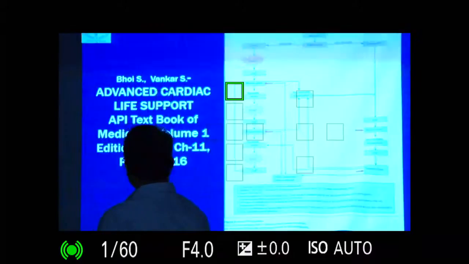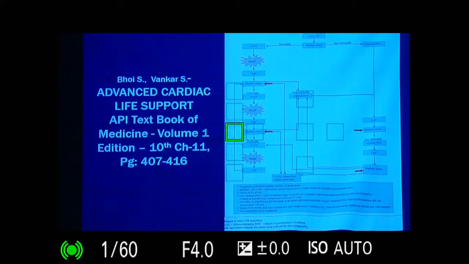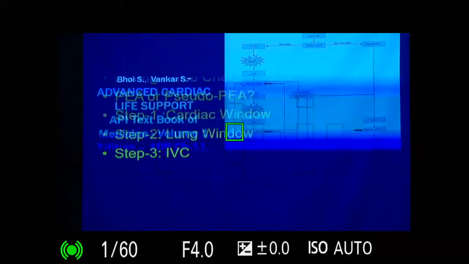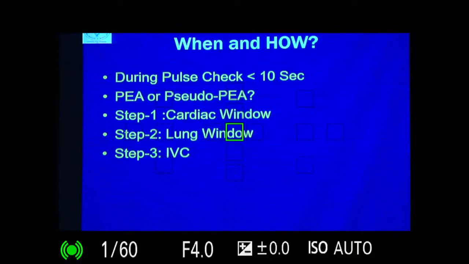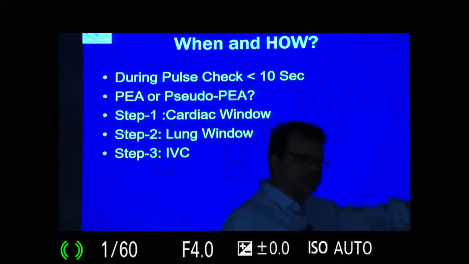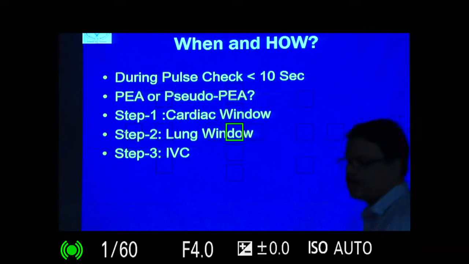So, let us see when and how; this is what we published in the API Textbook of Medicine. You give 2 minutes of chest compression, the first cycle, and in the meantime you boot the machine. It takes some time to boot the machine. The first chest compression is key, high quality. In the meantime, you activate your drugs, you activate the leads, you activate the machine; it will take time. So, the first step is to take the curvilinear probe. One probe is enough.